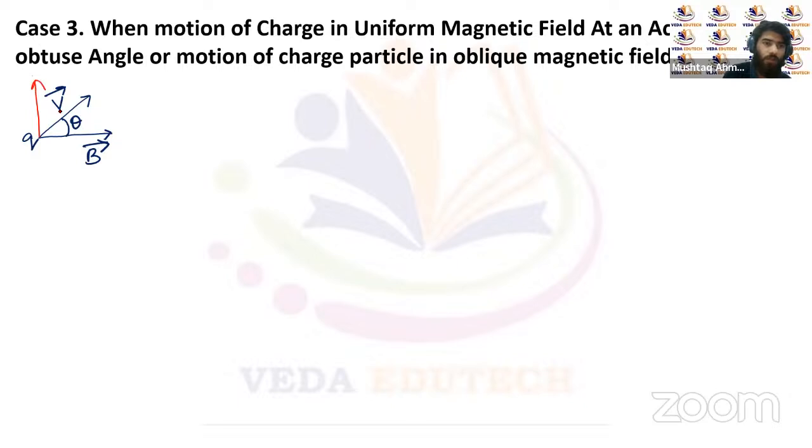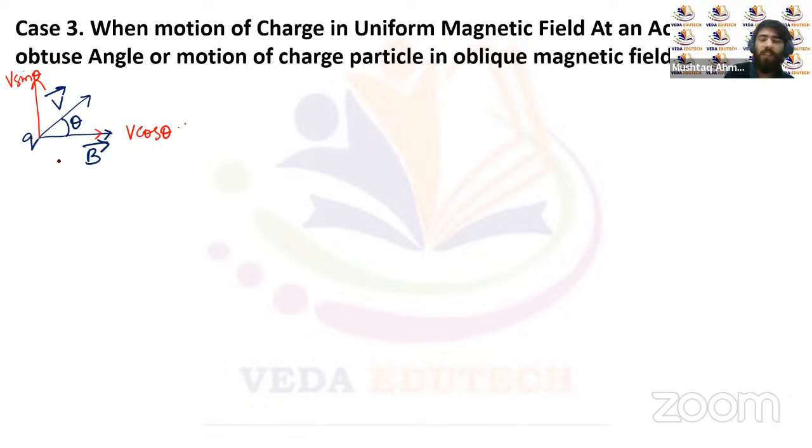This component will be v sin theta, and this component along the magnetic field will be v cos theta. So v cos theta is the component of the velocity vector along B, and v sin theta is the component of the velocity vector perpendicular to B.